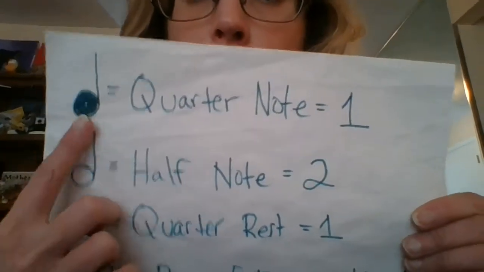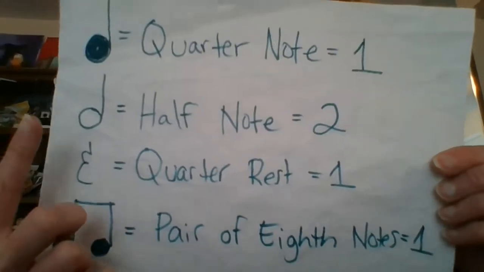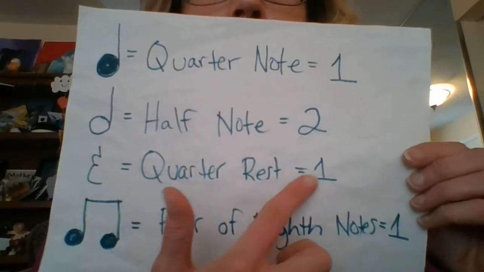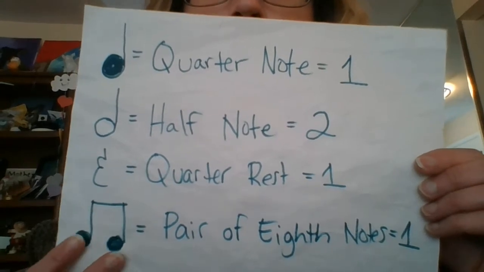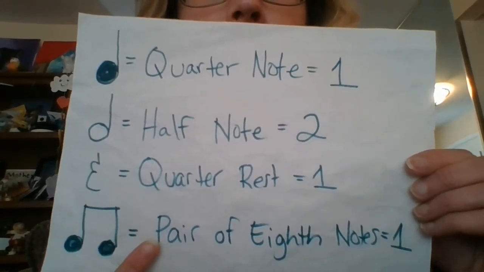Don't forget that the quarter note equals one count. Show me with your fingers, just like we do in our Zoom meetings. The half note equals two counts. The quarter rest equals one count. And to make the quarter rest, it's like a backwards E. And to make a pair of eighth notes, you connect them on the top with this beam, with this bar. And the pair of eighth notes gets one count each.